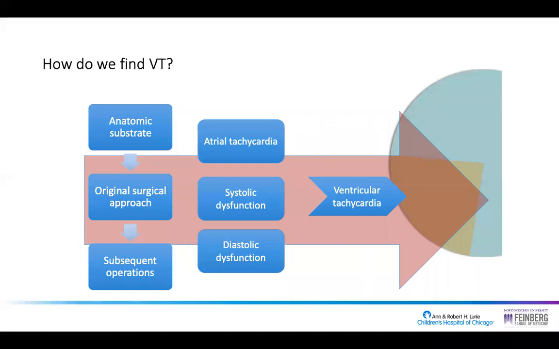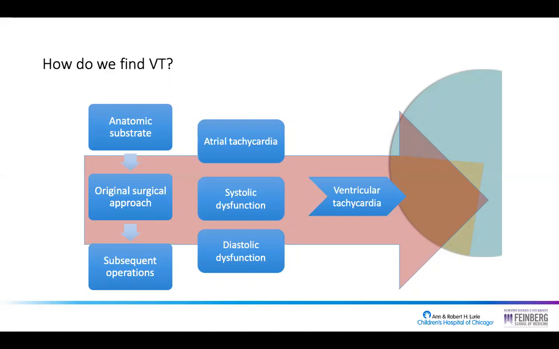So let's go back to this, because what I've tried to tell you is that there is this whole process. And so now let's look at that atrial tachycardia that's front and center in the middle column. And I told you that if you see atrial tachycardia, if you see systolic dysfunction, and we haven't quite gotten to diastolic dysfunction yet, those two things are incredibly important predictors. The thing that's to the left of that is anatomic substrate, original surgical approach, and subsequent operations.